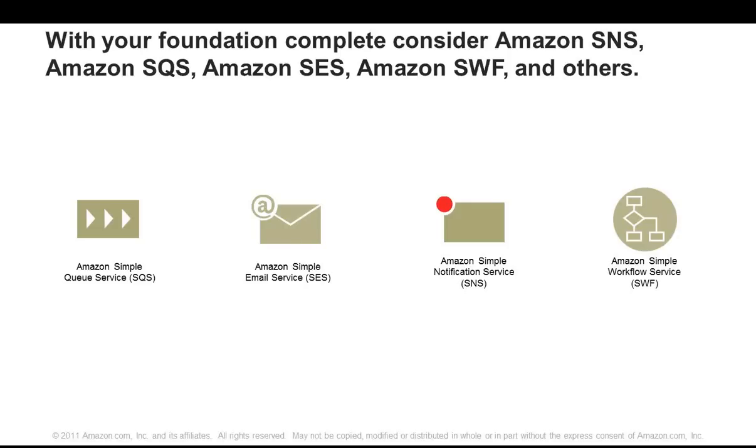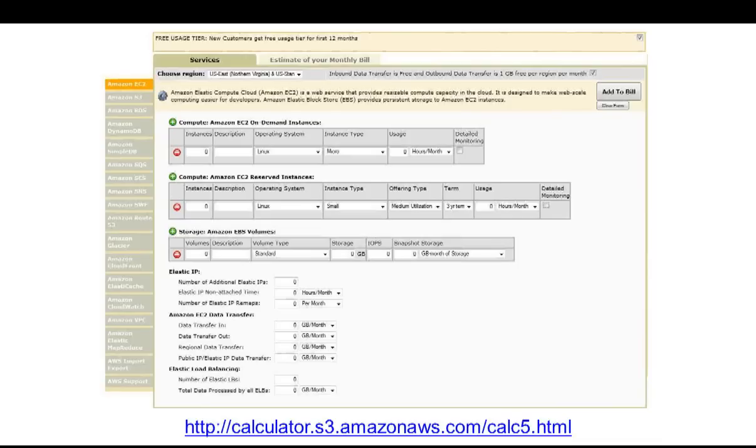These are some other services that can aid in your apps as well. We have a Simple Queue Service, which can help you build loosely coupled applications. We have Amazon Simple Email Service, so you can build transactional email into your applications. Simple Notification Service, and Simple Workflow Service, depending on what your app's needs are, can be added into any of those architectures that we already talked about.